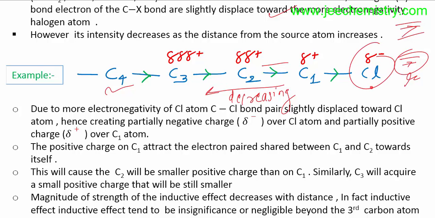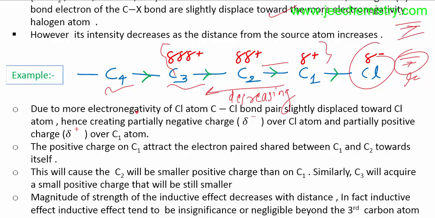The inductive effect produced by this chlorine atom will affect only three carbon atoms. For more than three carbon atoms, it is negligible. So I have shown it in only three carbon atoms. In this way we denote that C1 attracts more, C2 attracts less, C3 attracts less than C2, meaning C3 attracts very little, and C4 will not attract. So C4 has no δ+ charge.